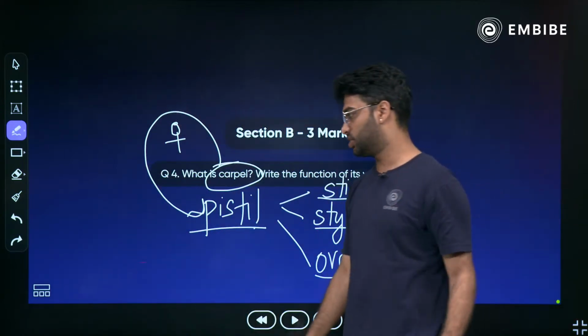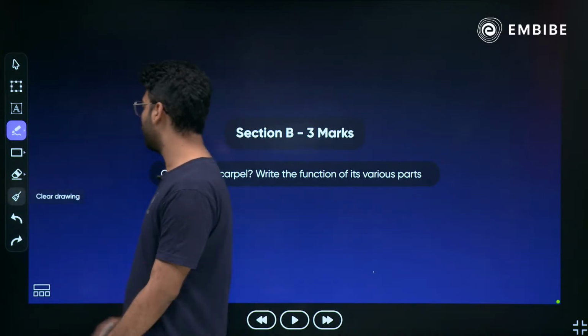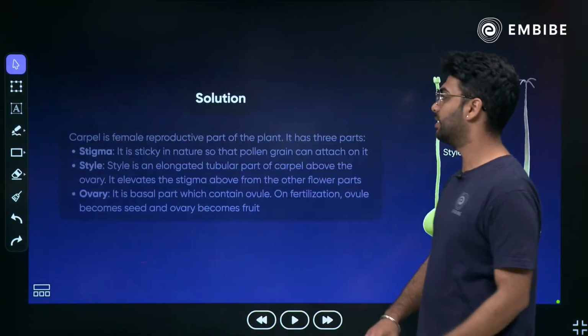Got it? That's amazing. चलिए बहुत बढ़िया. Let's move on further ahead to look at the answer.